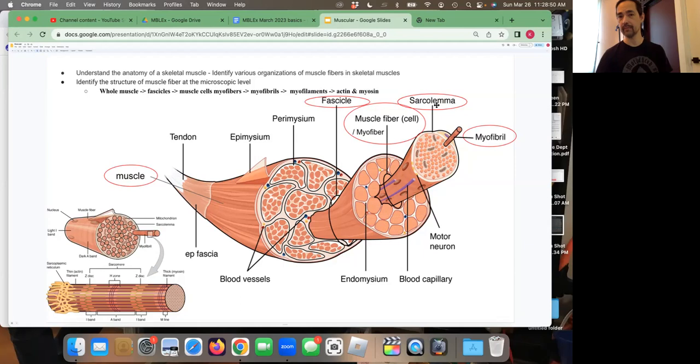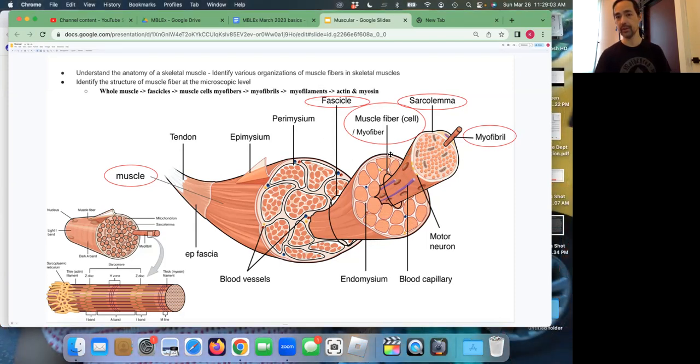The sarcolemma: sarco means muscle, and lemma means like sheath or covering. So for the sarcolemma, you have to just identify which structure it goes around. It's the covering for the muscle fiber. The name of the muscle fiber is the myofiber, muscle fiber or muscle cell. And then what else does that leave? That leaves actin and myosin. So the smallest unit of muscles is the myofibril, and the myofibril contains myosin and actin.